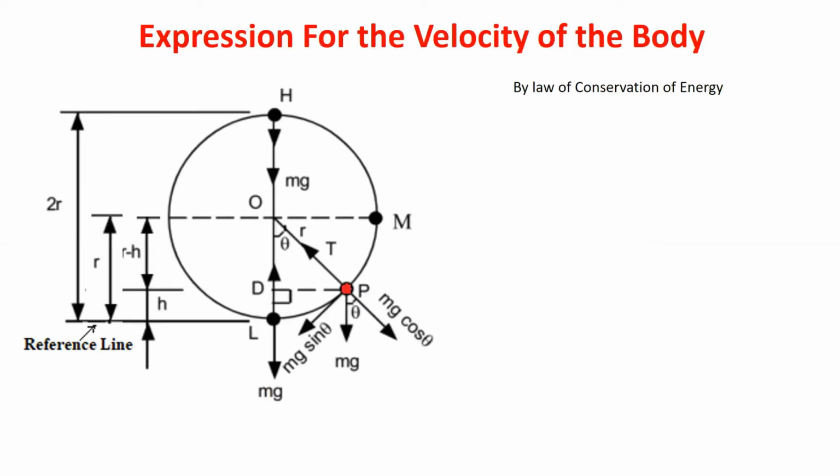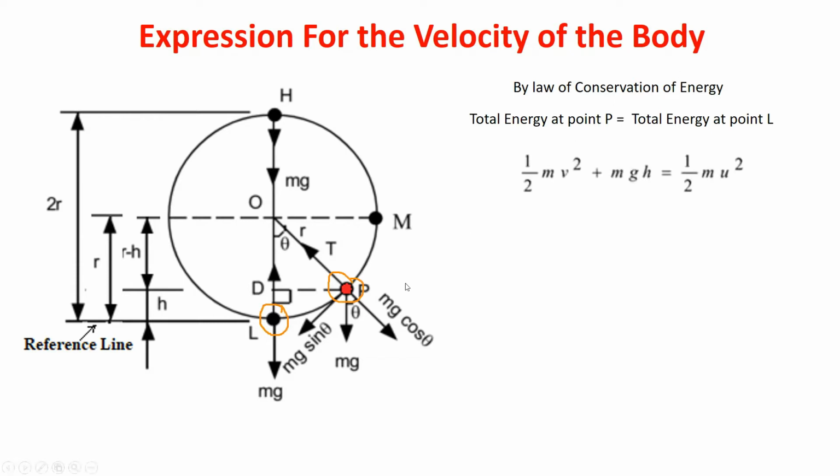Now we are going to derive the expression for velocity of the particle at position P. By the law of conservation of energy, total energy at point P and that at point L should be equal. That is, total energy at point P should be equal to total energy at point L.